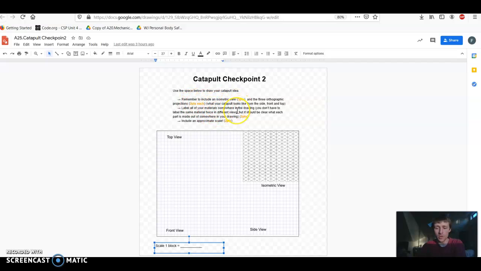Lastly, you need to label all your materials somewhere. You don't have to label them in every single view, but as long as they're labeled in at least one view, that is sufficient. And lastly, I already mentioned, but you have to have that scale.